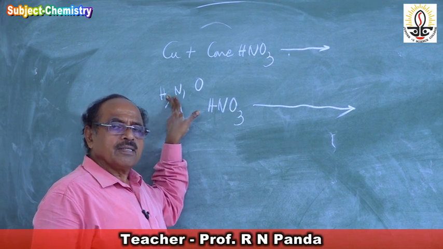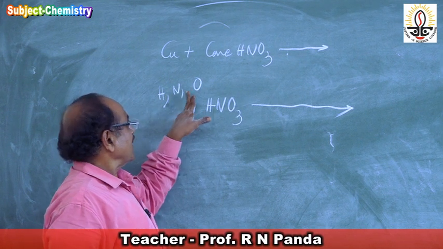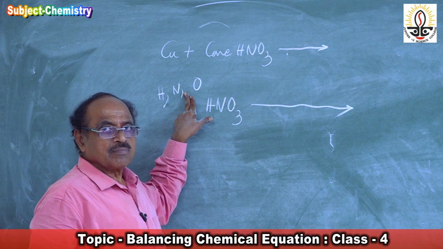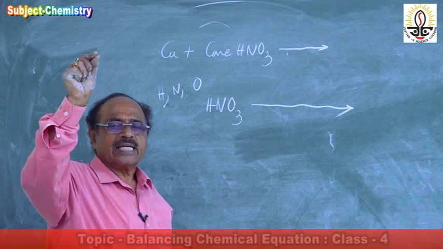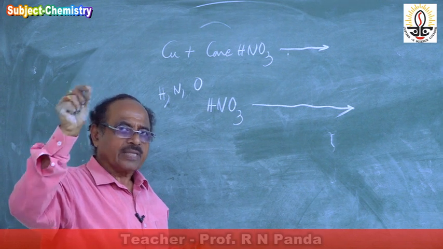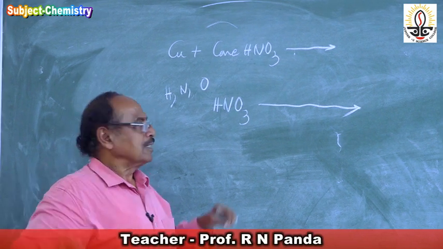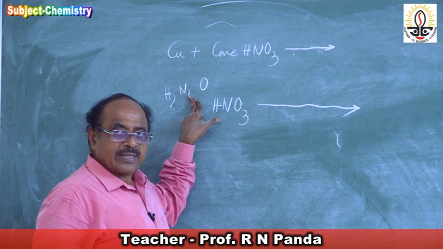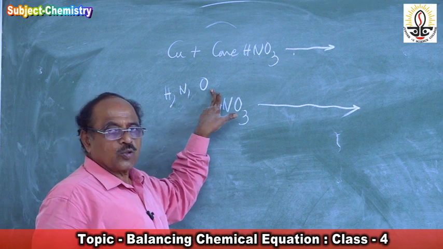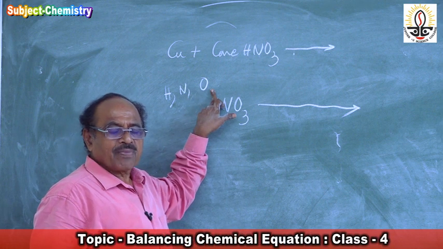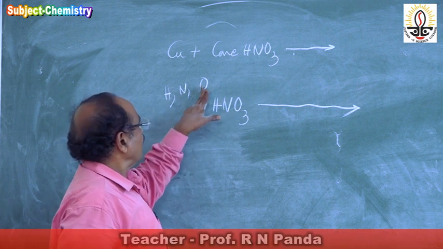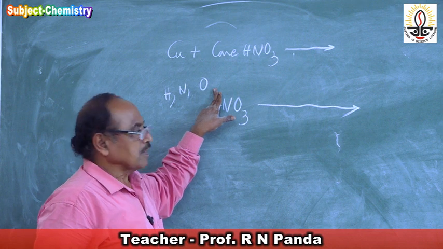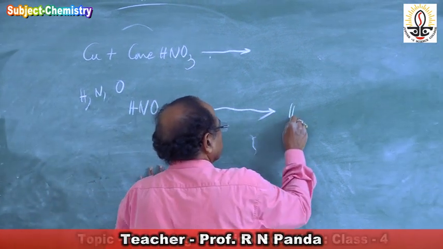What is hydrogen? Positive. What is nitrogen? Negative, an electronegative element. I told you group 5 of the periodic table have a tendency to take electrons to attain octet. So nitrogen is an electronegative element. Oxygen, group 6A of the periodic table, hence it is electronegative. So hydrogen will first react with oxygen. They will produce water.